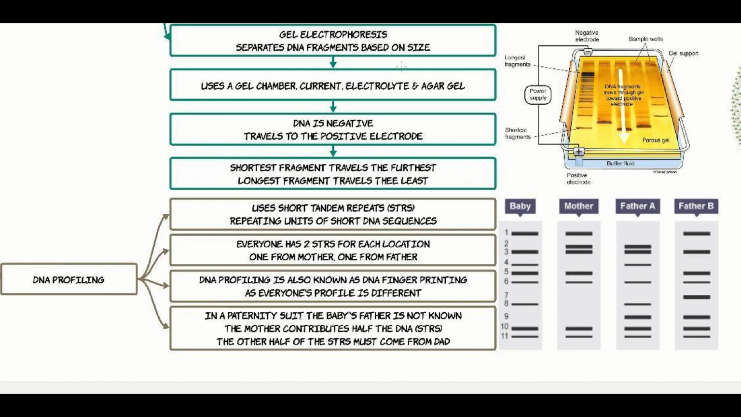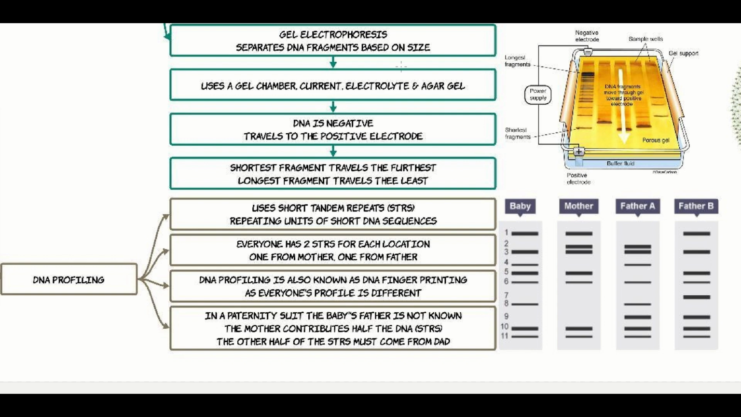The use we need to know about for biotechnology is DNA profiling. DNA profiling uses short tandem repeats, or STRs. STRs are repeating units of short DNA sequences. Everyone has 2 STRs for each location, one from their mother and one from their father. DNA profiling is also known as DNA fingerprinting, as everyone's profile is different.